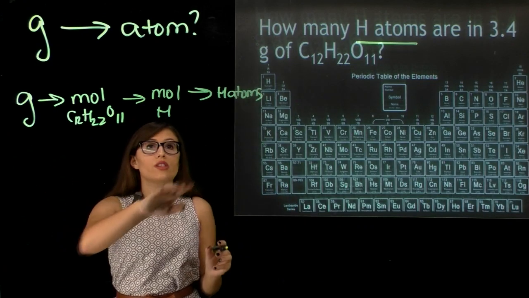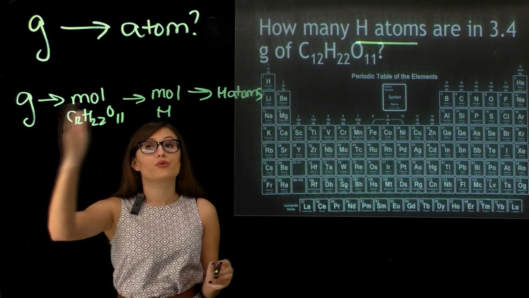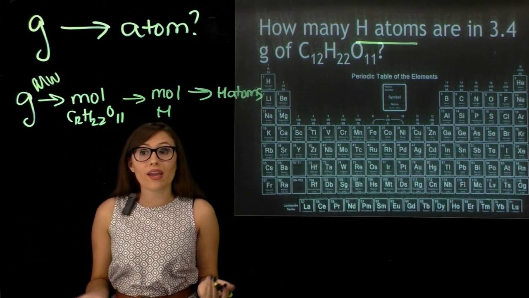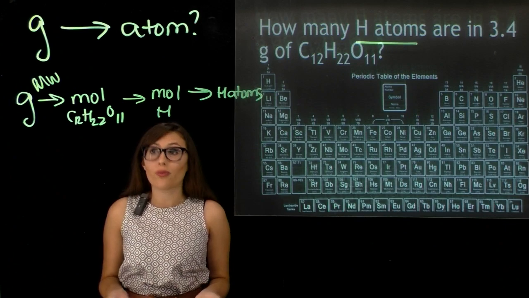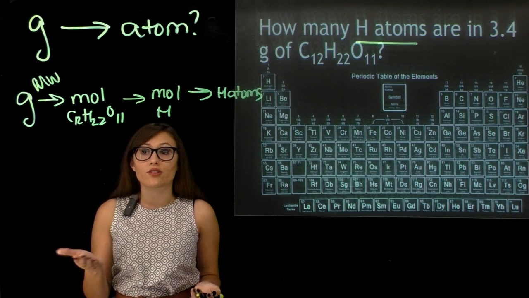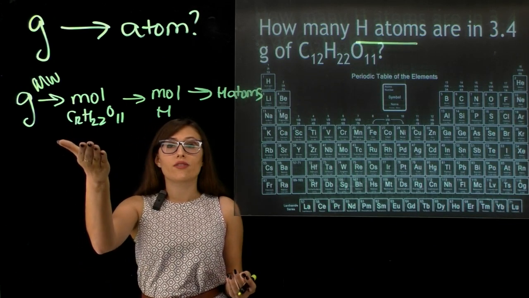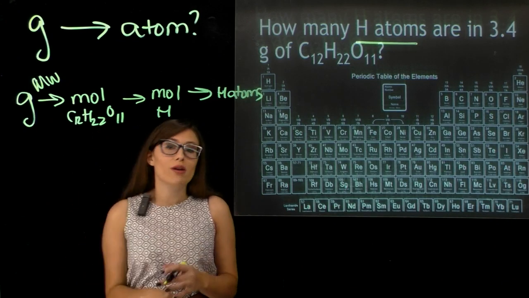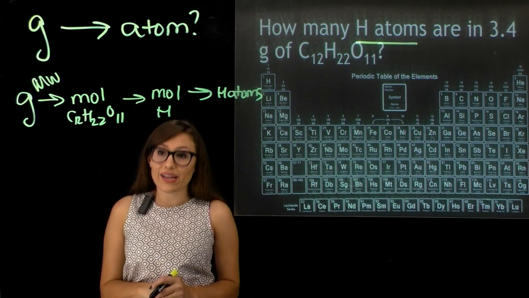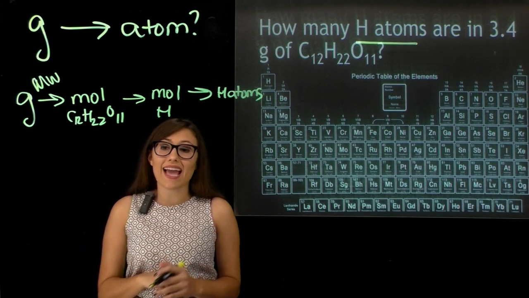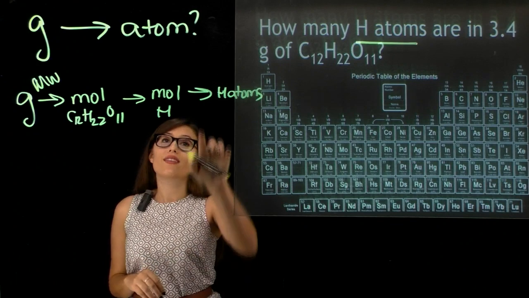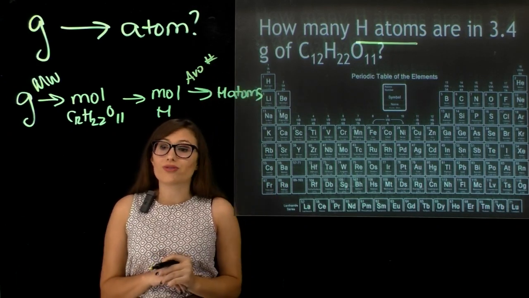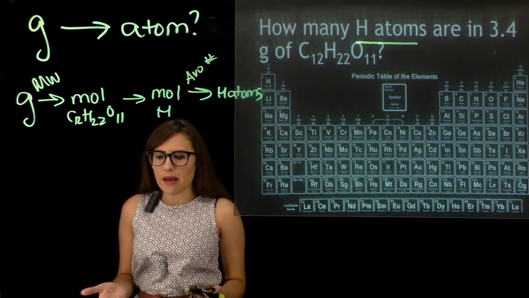In order to do these, to go from grams of sample to moles of sample, we can use our molecular weight, which has units of grams per mole. So that's going to be our first conversion factor. Then to go from moles of sample to moles of hydrogen in that sample, we know for every 1 mole of sample, we have 22 moles of hydrogen. So we can use this as our conversion factor. And then finally, we can use Avogadro's number to go from moles to atoms. So let's go ahead and set this up.